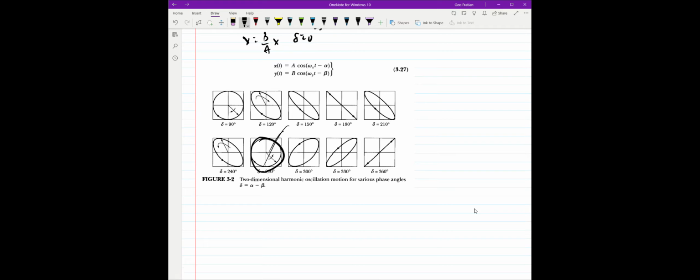Or, sorry, every other multiple, you get a circle. And then the other one's a line. And then we can see how the oscillations change as the phase angles change. But okay.